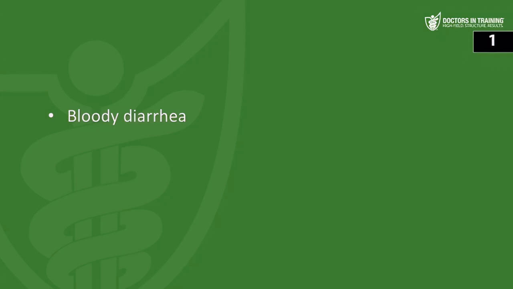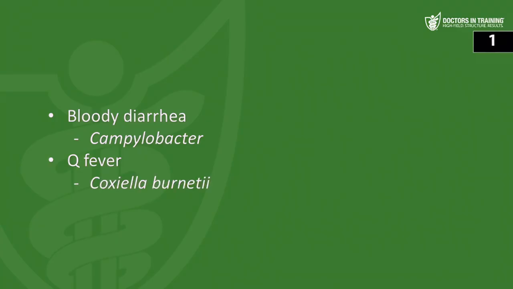Causes bloody diarrhea, think of Campylobacter, so this is transmitted by puppies, livestock, and also by fecal-oral ingestion and even sexual transmission. Causes Q fever, think of Coxiella burnetii, so this is transmitted by spores from tick feces and cattle placenta. Yum. Causes tularemia, think of rabbit bites, and that's caused by Francisella tularensis.